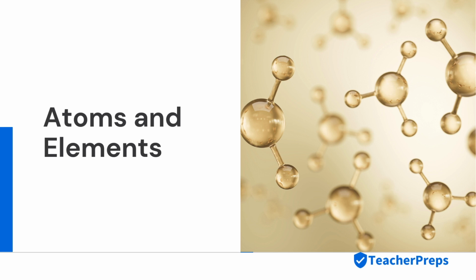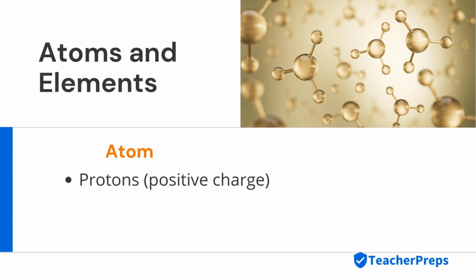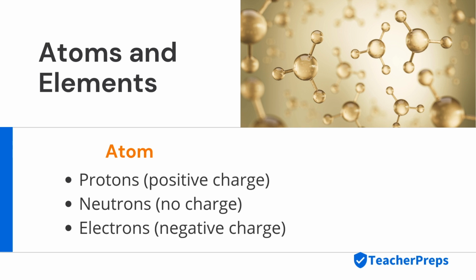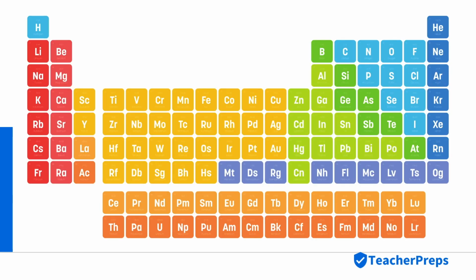First on the list include atoms and elements. Recall that an atom is the smallest unit of matter that retains the properties of an element. Atoms are composed of protons, which have a positive charge, as well as neutrons, which are neutral with no charge, and electrons, which carry a negative charge. The number of protons defines the element. For example, carbon always has 6 protons. An element is a pure substance made of only one type of atom.